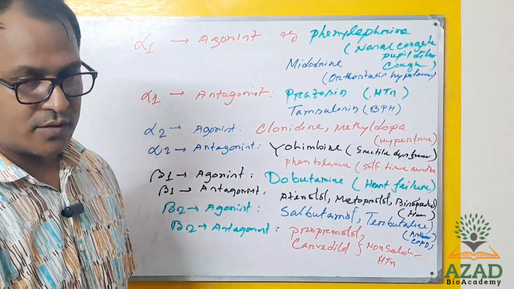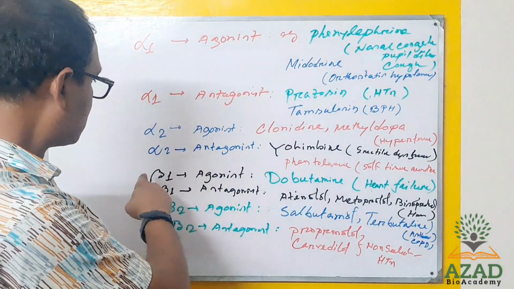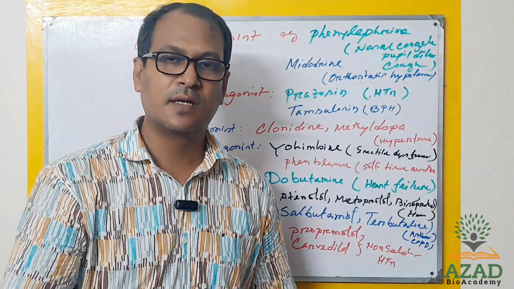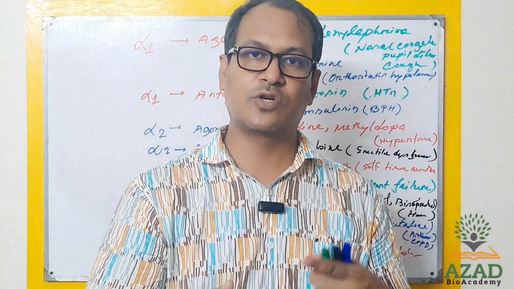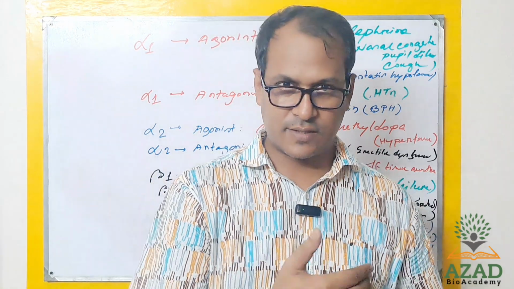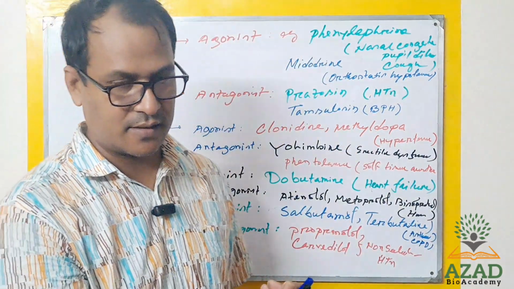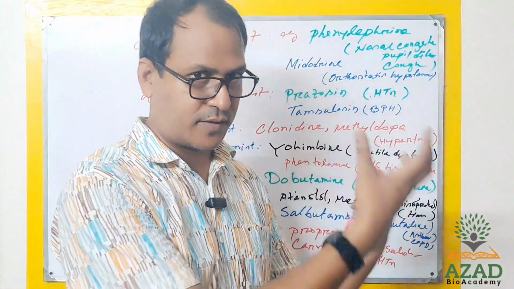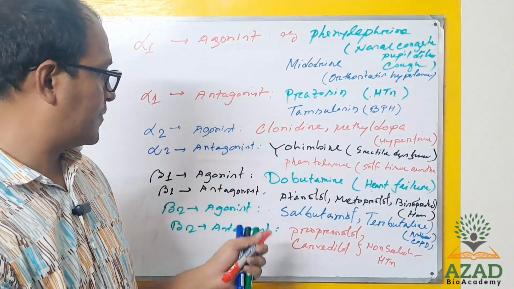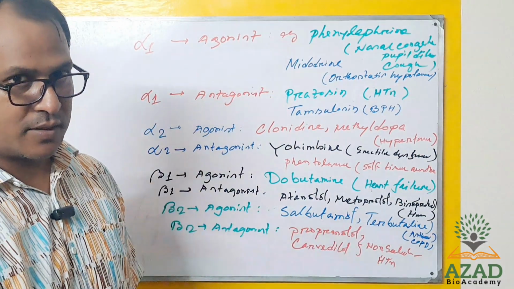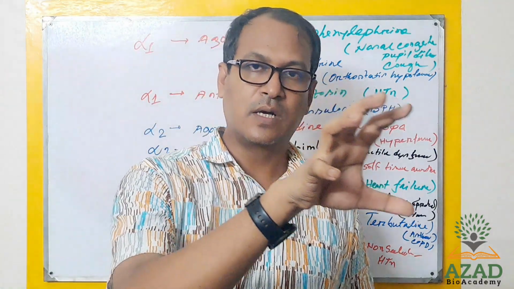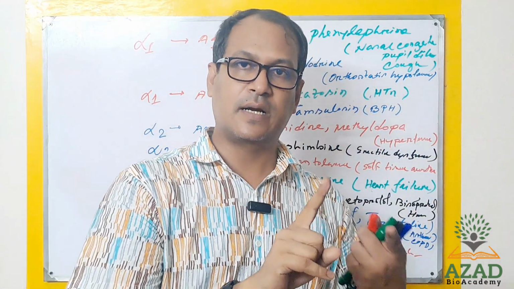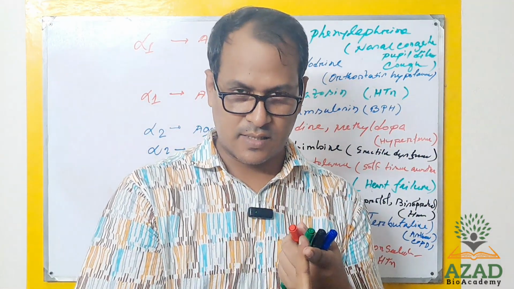So what is the summary? That is, beta 1 antagonist can be used for hypertension. That is a good choice for hypertension, but nowadays it is not the first line, it is a second line drug. Already new, different, good alternative drugs are available in the market. So one of the major areas is your hypertension and your cardiac failure.